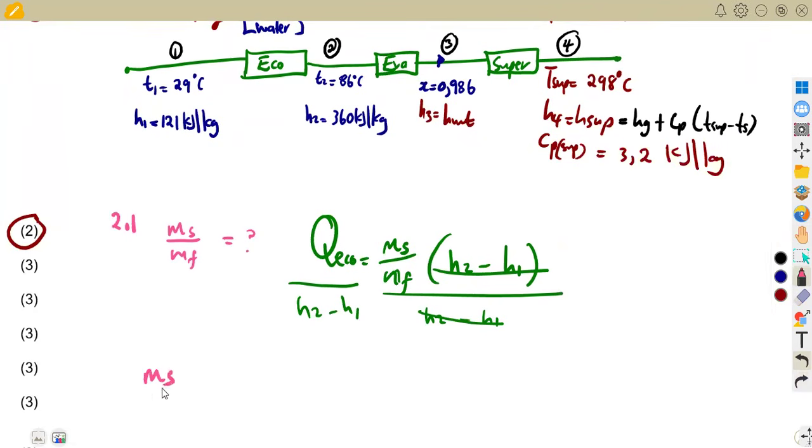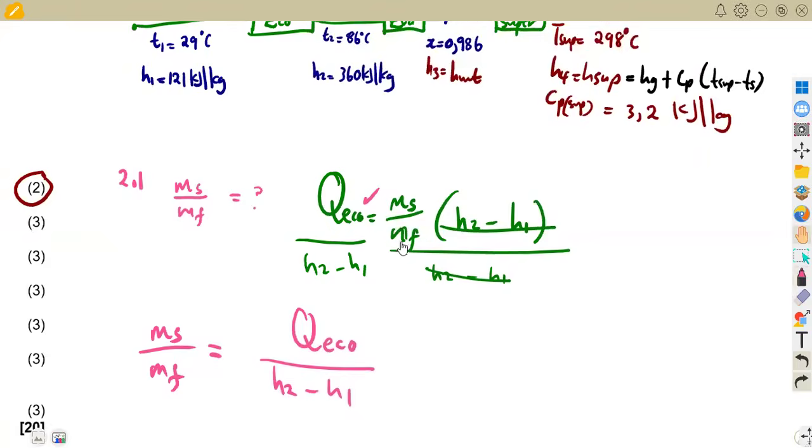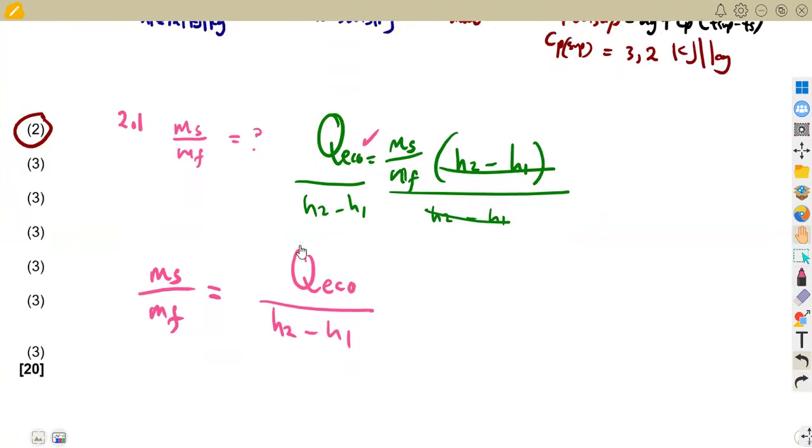So the mass of steam to the mass of fuel is going to be given as the Q, and you use what you are given. Sometimes they might give you the Q for the evaporator. It means you're going to use the one for the evaporator, but it will be H3 minus H2. They might give you the one for the superheater, it will be H4 minus H3. You use the one that you're given. It's not like they're always going to give you the one for the economizer. No, they can give you anything.